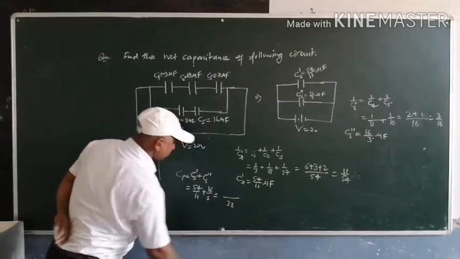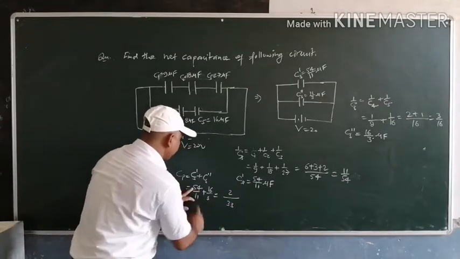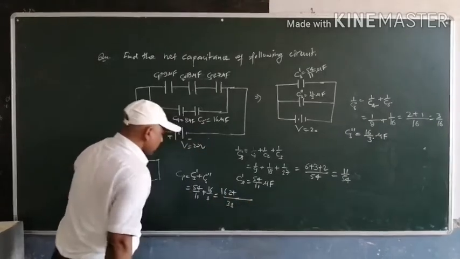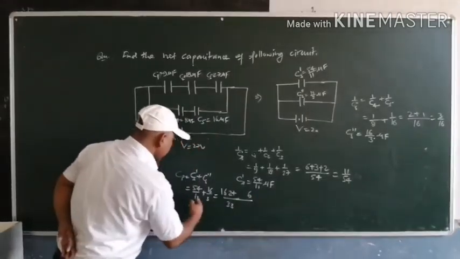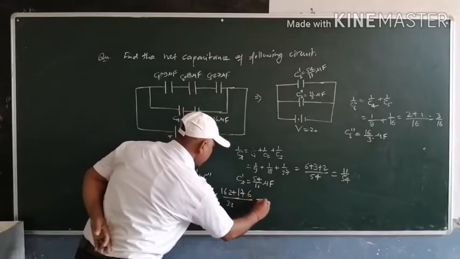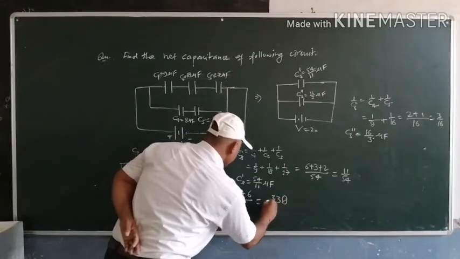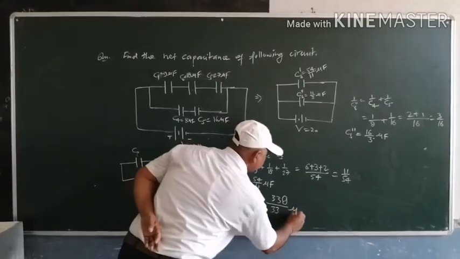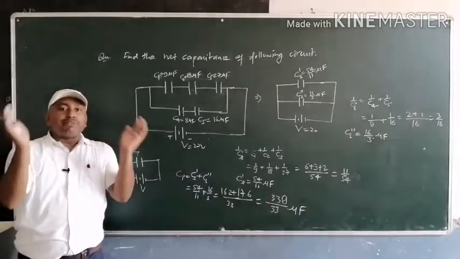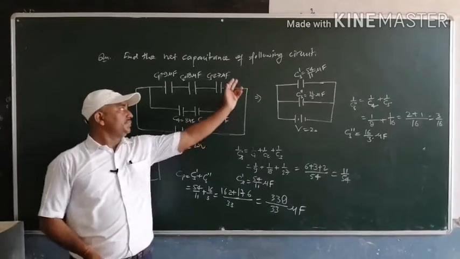So that will be 33, and 3 fours are 12, 3 fives are 15, 15, 1 carry, plus 16, 6, and 16, 1, 17. So 8, 3 and 3 by 33. This will be the answer. So this will be the net effective capacitance of the combination of these capacitors.